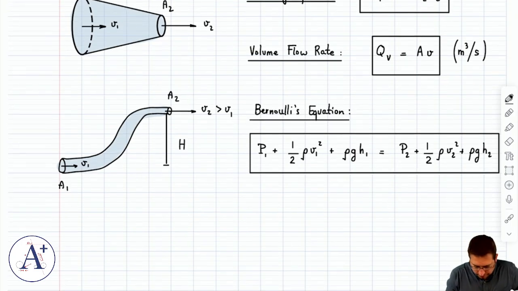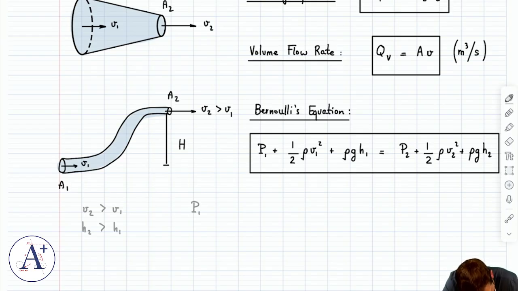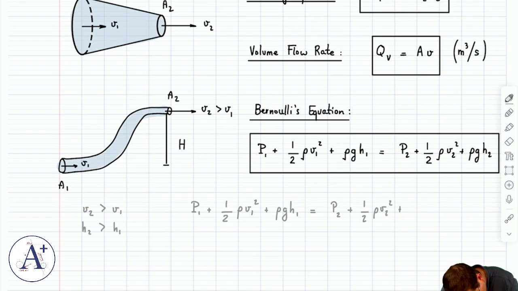Okay, now real quick, here we know that V2 is greater than V1. We also know that H2 is greater than H1, right? So if I write P1 plus 1/2 rho V1 squared plus rho G H1 is P2 plus 1/2 rho V2 squared plus rho G H2. This term is bigger than this one.